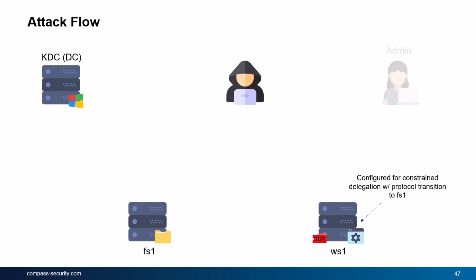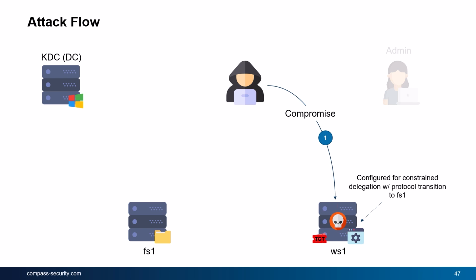So we again have the same setup as before. We have the domain controller, we have the target of the delegation, this is the file share on FS1, and we have the delegation system, WS1, which is configured for constrained delegation with protocol transition to FS1. What we first need to do as an attacker is to compromise and gain local admin rights over, in our case, this system here. So again, this is just so we are able to extract key material, TGT, and so on from this respective service.